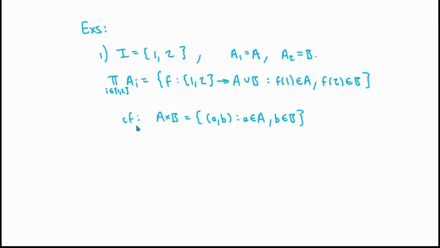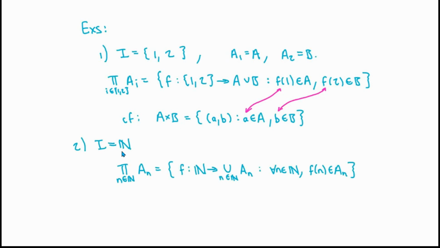Now, if you compare this with our original definition of the Cartesian product of A with B, which was the collection of all ordered pairs (a, b) with a in A and b in B, you'll see that they really are just different notations for the same object. In the Cartesian product on the bottom, the first element of this ordered pair corresponds to the value of the function f at 1 in the definition on the top, and the second element in the ordered pair corresponds to the value of f at 2.